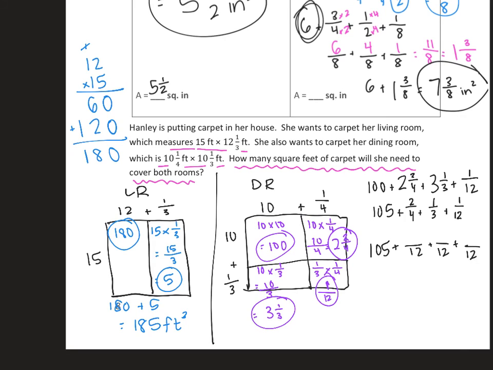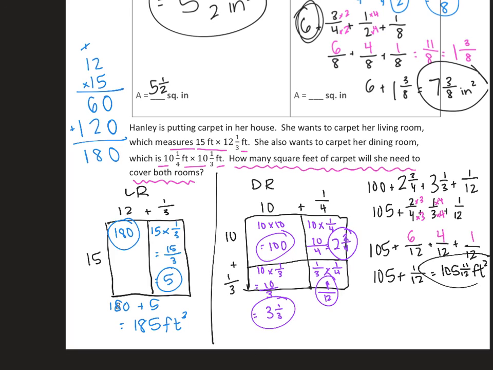Now we're going to find the new numerators. So again, using that multiplication, 4 times what gives you 12? 4 times 3. And 2 times 3 is 6. 3 times what gives you 12? 3 times 4. And 1 times 4 is 4. And then, of course, 1/12 will stay the same because it already has a denominator of 12. So now we have 105 plus, and if I add all these together, 6 plus 4 is 10, plus 1 more is 11. So 105 plus 11/12 is going to give you 105 and 11/12 square feet.